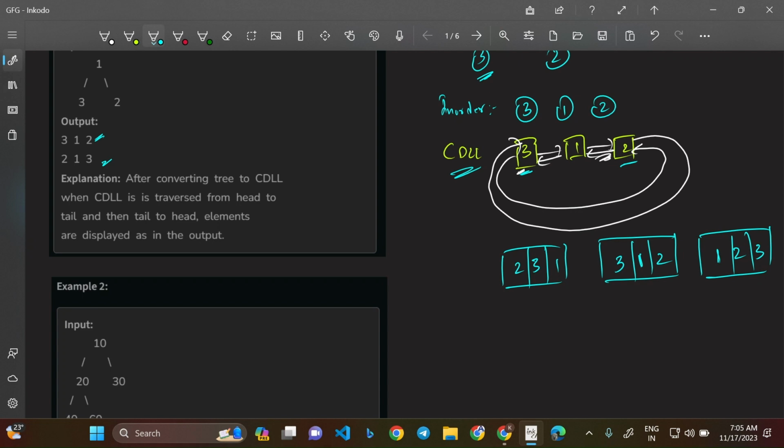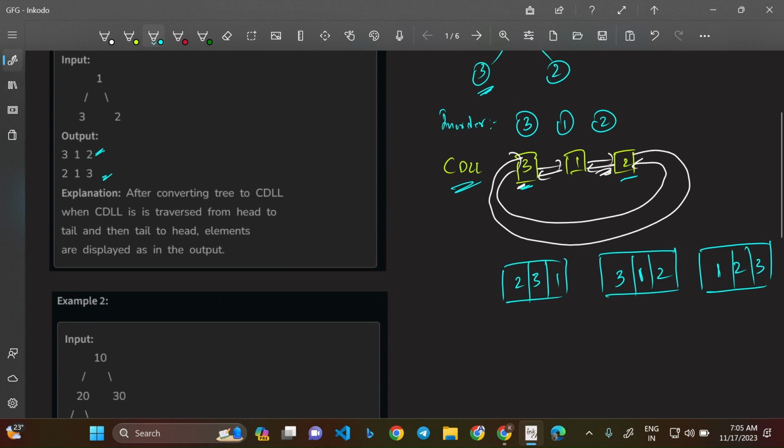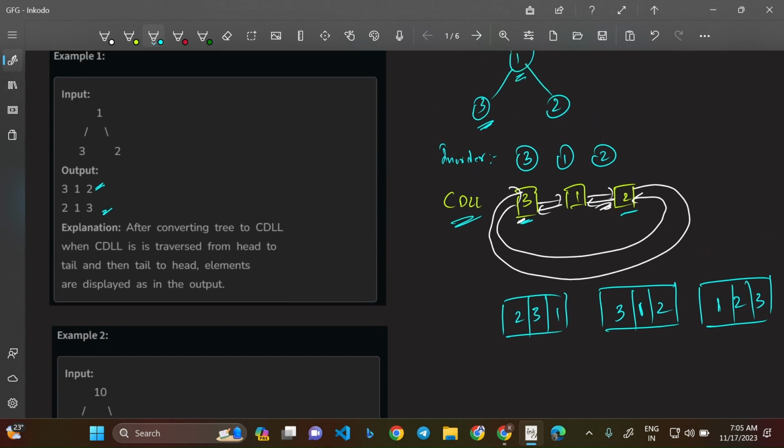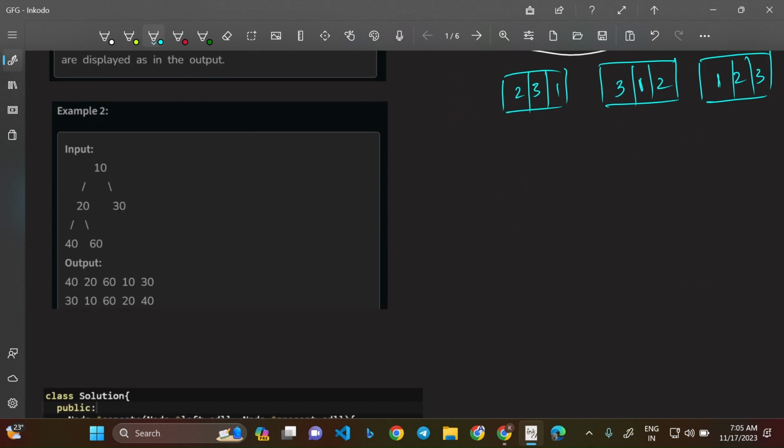And 312, it's evident because it's the in order they're asking about. So in order, what is the in order? 312, right? So that is what you'll be giving out as output. And coming to this particular thing, 10 20 30 40 60. So what is the in order for this? The in order that's been given in the output is 40 20 60 10 30.